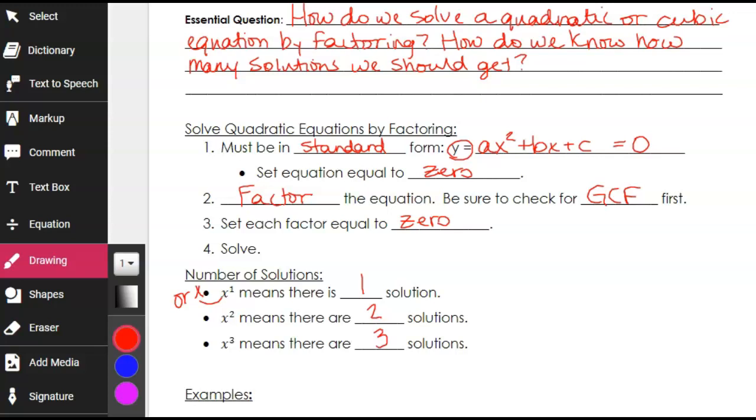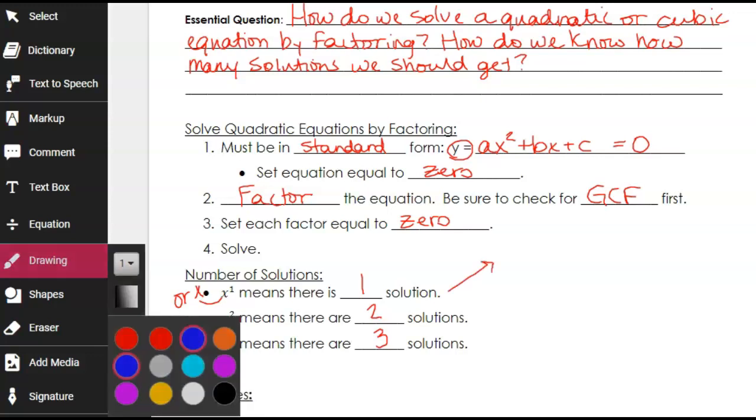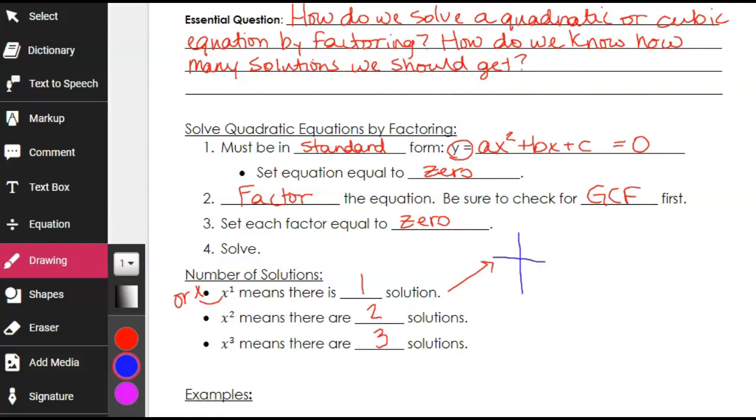So let me show you what those look like. If you have just x, or x to the power of 1, that means that you're going to end up having something that on a graph might look like this. And the solution would be the place where it crosses the x-axis. If you have x squared, then what that looks like graphically when you find your solutions, remember x squared means that you have a parabola. So you've got 2 places where the graph crosses the x-axis.